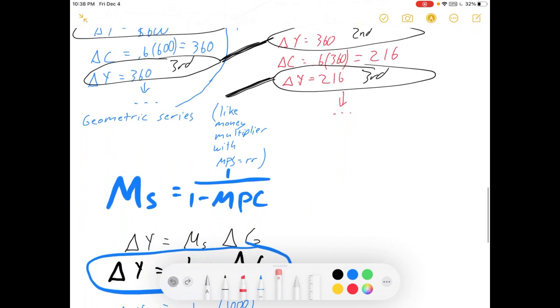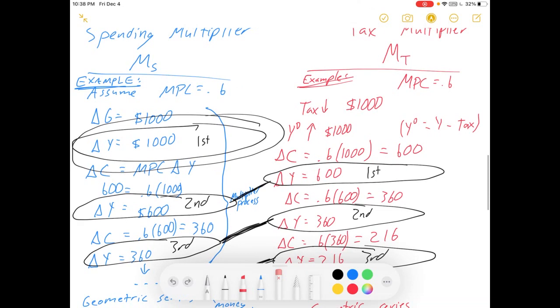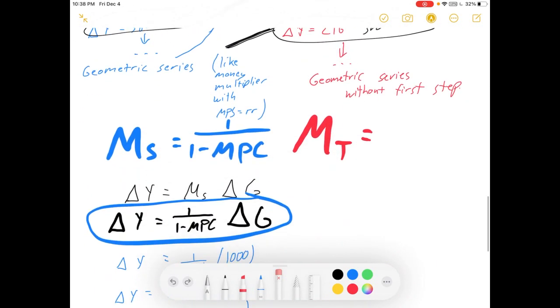So let's talk about what that does now. This is another geometric series, but without the first step. And so our tax multiplier is going to be a little bit smaller because our first round is smaller and every round is smaller because of it. So our tax multiplier is going to come out to be MPC over 1 minus MPC.